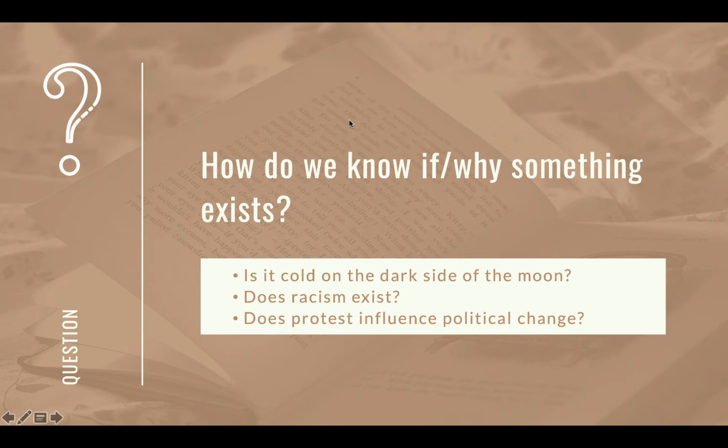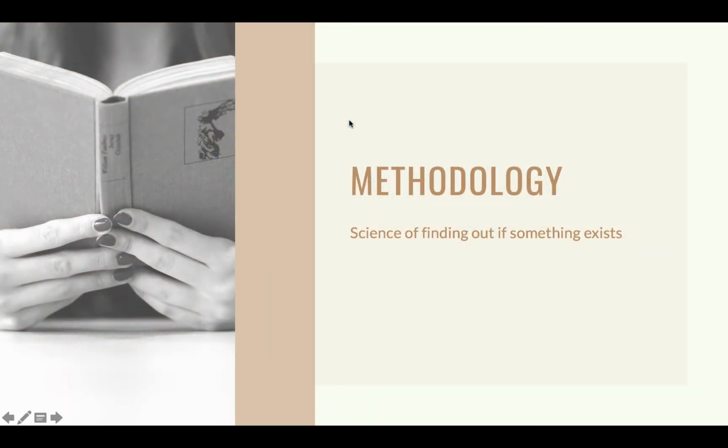How do we know that it's cold on the dark side of the moon? How do we know racism exists? How do we know if and why protests influence political change? The way we answer those questions is by engaging in empirical processes. And we do this through what we call methodology.